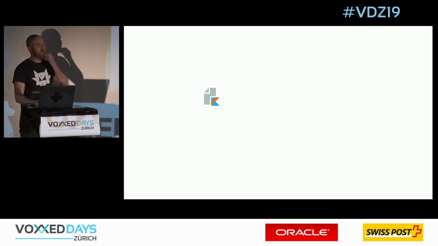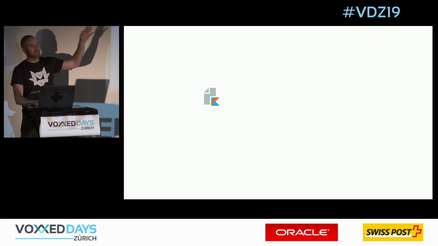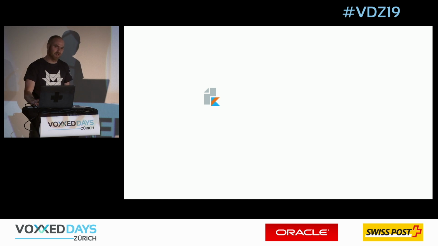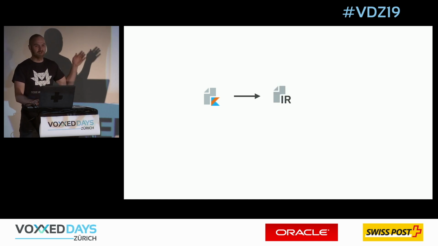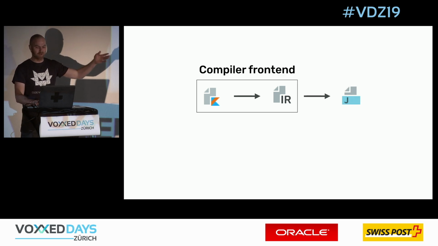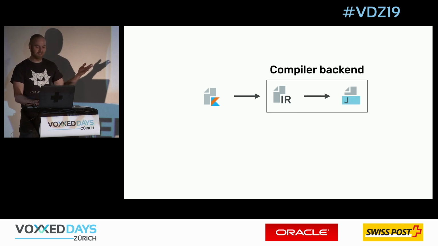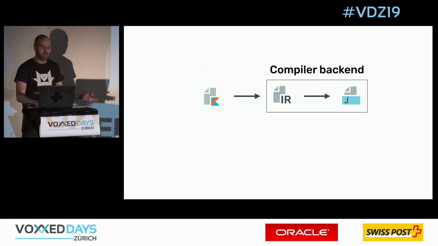So usually when you have source code, for example, this represents source code in a Kotlin file, right? Then the first step for a compiler would be to transform the Kotlin file into another file, could be an in-memory file, which is called intermediate representation. And from this, it goes into Java bytecode. So this is the compiler front end, this is the compiler back end. This is just compiler terminology, right?